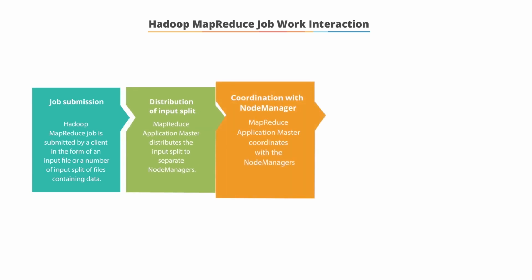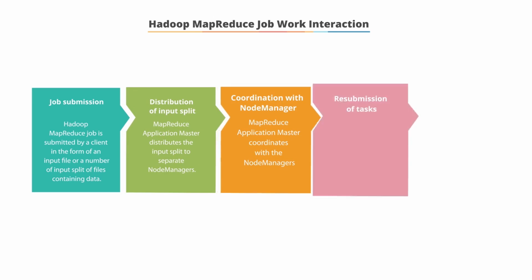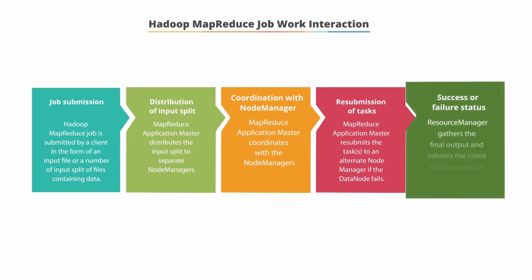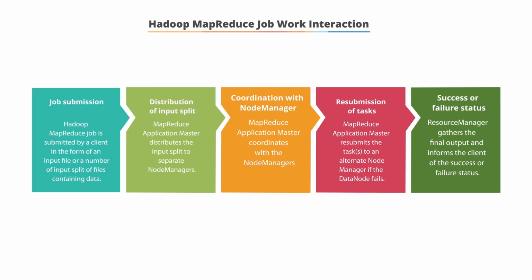The MapReduce application master then coordinates with those node managers. The MapReduce application master will resubmit the task to an alternate node manager if that data node should fail. The resource manager gathers the final output and informs the client of success or failure status.